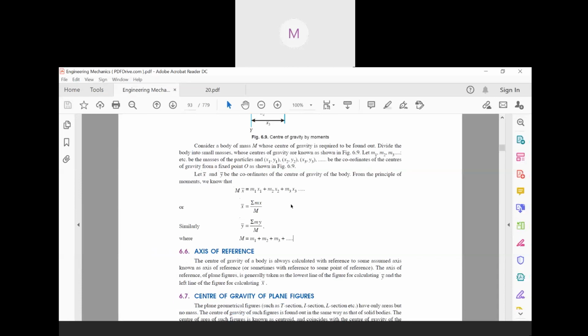This reference is taken as the lowest line of the figure for calculating y bar, and the left line for calculating what? X bar.